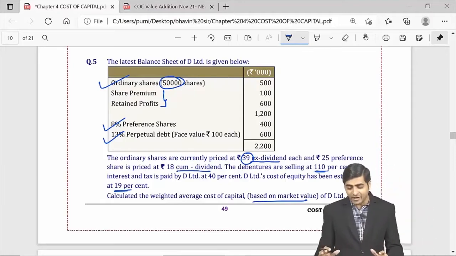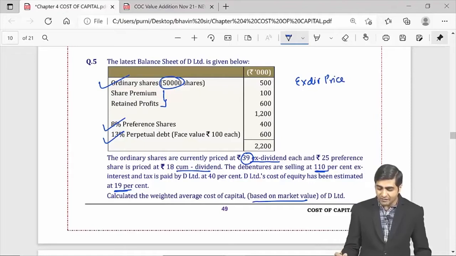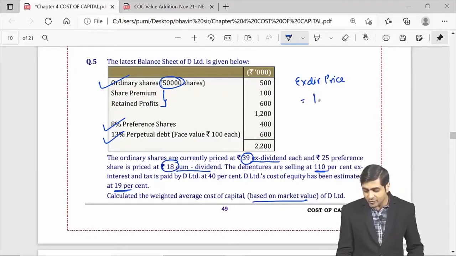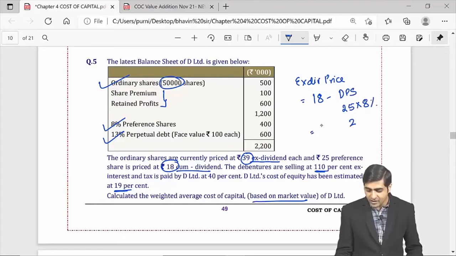So while calculating, my dear students, the ex dividend price for preference shares, we just need to take the cum dividend price. Now the cum dividend price for preference share is 18 rupees. So we'll be taking 18, and from this 18 we'll be subtracting the dividend per share. And guys, your dividend per share will be nothing but the face value of 25 into 8%, so that will give you 2 rupees. So from 18, if you subtract 2, your ex dividend price will be rupees 16.